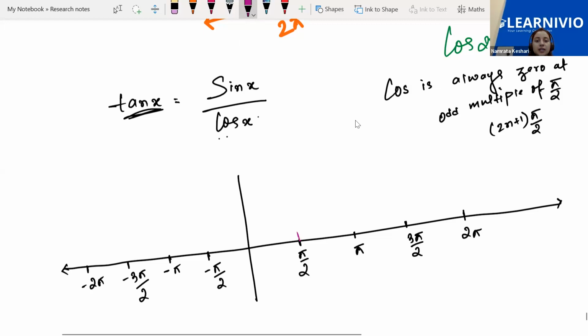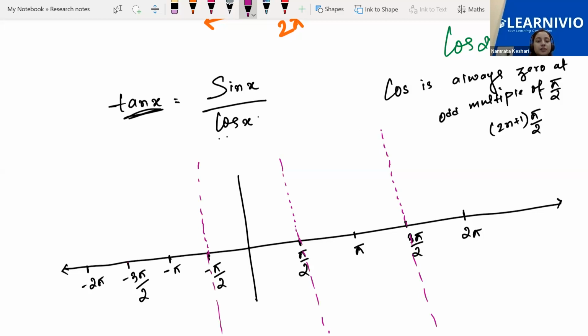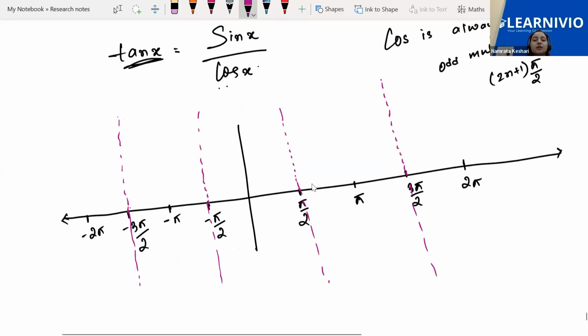That means here tan is not defined. Here tan is not defined. Here tan is not defined. These are the points where I have made a dotted line. Those are the points where tan is not defined. And the graph of tan hence will look like this.